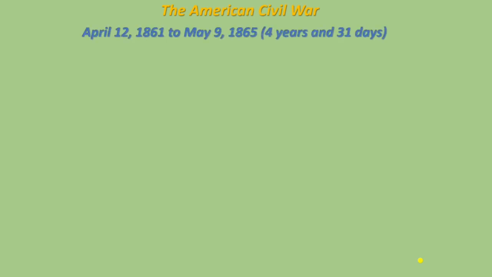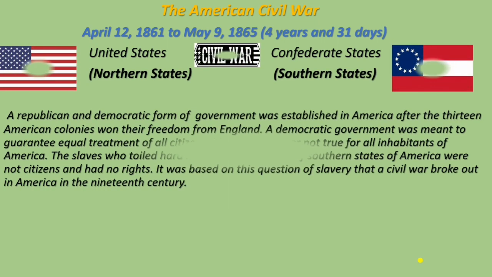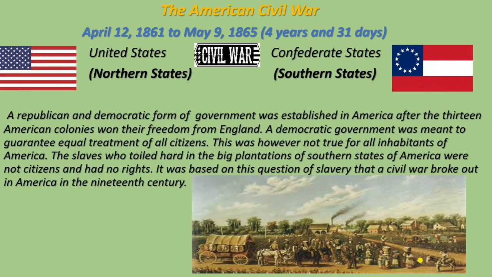Before starting the main topics from the book, let us learn about the background of the American Civil War. The American Civil War was also known as the war between two states, and you can see on the slide the United States and the Confederate States. The United States comprised the northern states, and the Confederate States comprised the southern states. This American Civil War lasted from 1861 to 1865. It was a 4 year war.